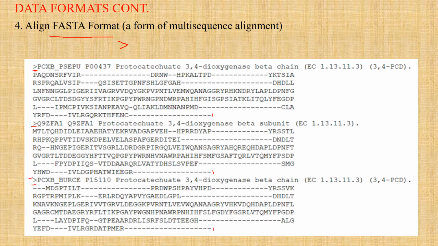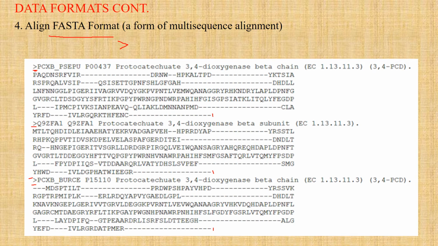When you see those dashes, you know that it is a gap, okay? That means that the nucleotide there or the amino acid there is missing. It might be a deletion, it might be whatever, okay? So it means that the amino acid in that sequence is actually missing.